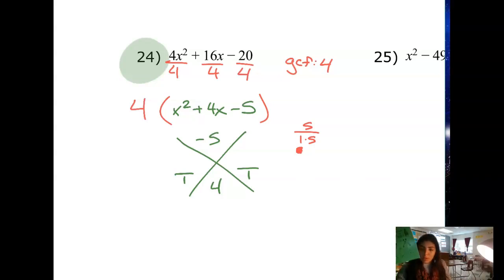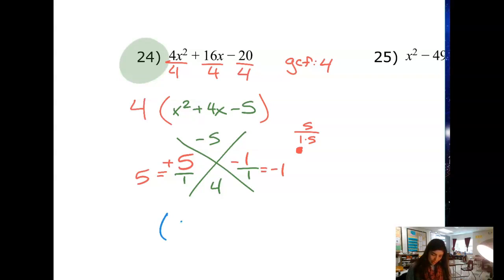If the top number is negative and the bottom number is positive, then that means that my signs are going to be different, but the bigger one is going to be positive. So I'm going to have a bigger positive number and a smaller negative number, which means the 5 has to be bigger and the 1 is smaller. These factors, once I do my division, would be x plus 5, x minus 1.